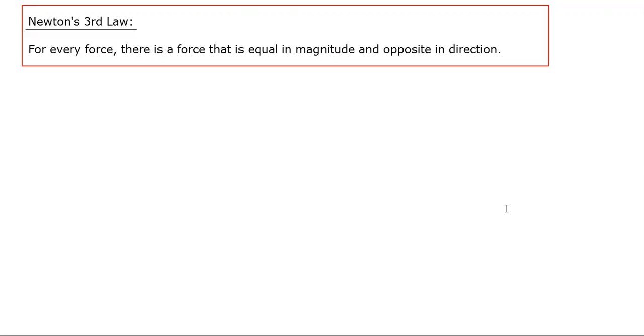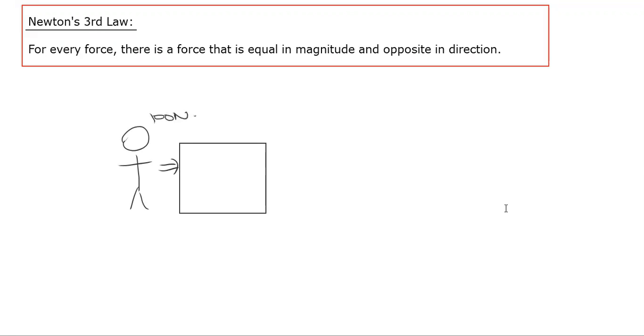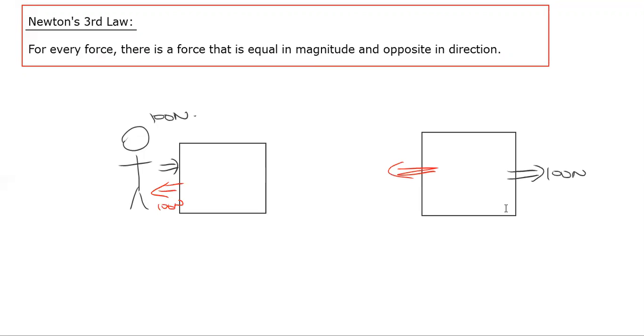If you're saying this makes sense, let me ask you then, if we have, for example, a box, and you've got a person who's pushing it. So let's say the person pushes the box with 100 newtons of force, right? Now, according to this law, there must be a force that's equal in magnitude, but opposite in direction. So there must be a force that's 100 newtons to the left, right? So if this box has 100 newtons to the right from the person, and there's 100 newtons to the left, does that mean the net force is 0?